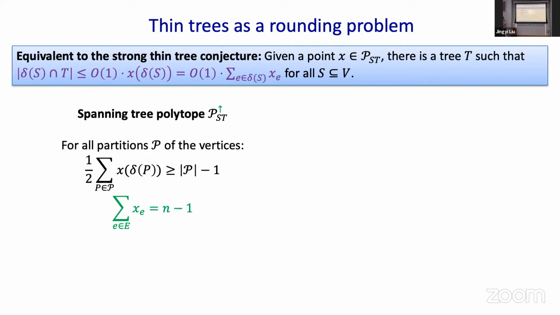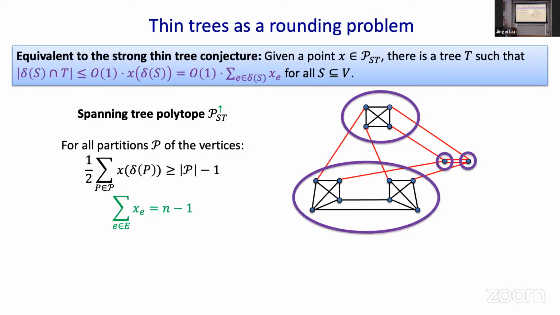Just as a reminder, this is the spanning tree polytope. We want that for all partitions of the vertices. So here's a partition of size 4. We want that this fractional tree has at least the size of the partition minus 1 edges crossing this partition. So if I sum the red edges here, it should be at least 3. And this describes the dominant of the polytope. And if you add this green constraint, then you're inside the polytope. We're not going to worry too much about this distinction.